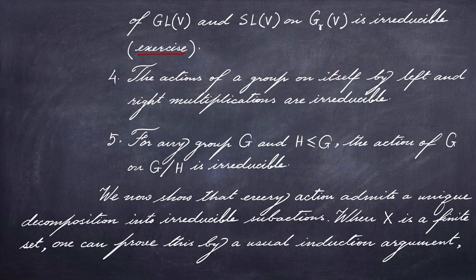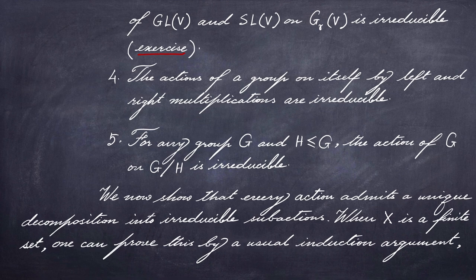And this linear map, if necessary, can be chosen to be of determinant 1. So this also is left as an exercise, the routine verifications. Okay, now let's come to the fourth example.